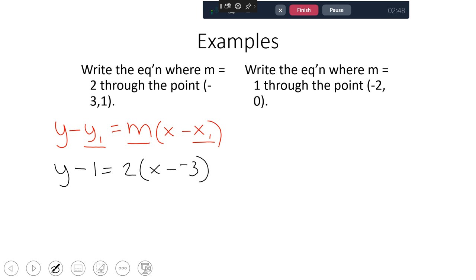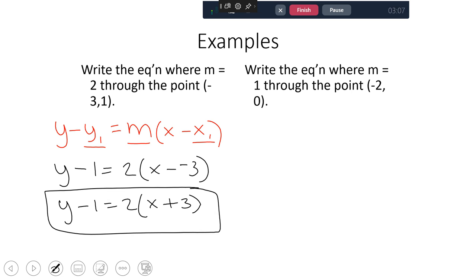So this is what I mean by we will have to do some simplifying in a way, but not all of the way. So here's a negative, instead of positive. This will actually be y minus 1 equals 2 times x plus 3. We are not going to distribute that 2. We are not going to add the 1 over. If we do that, then we're putting it in slope intercept form, which we are not doing. Okay? So that is my answer.